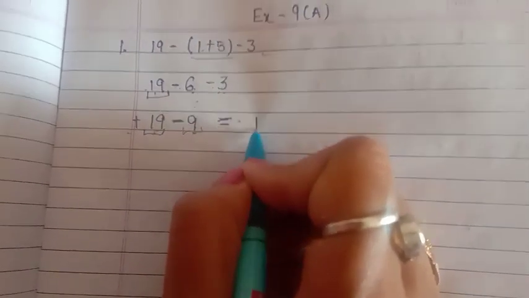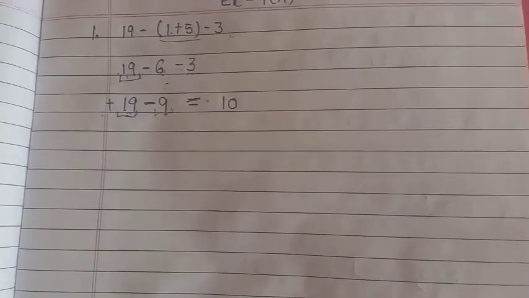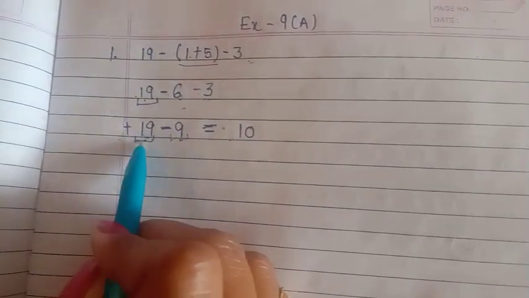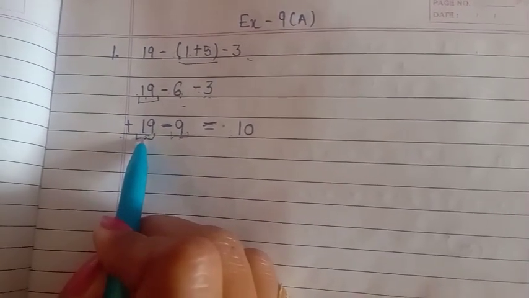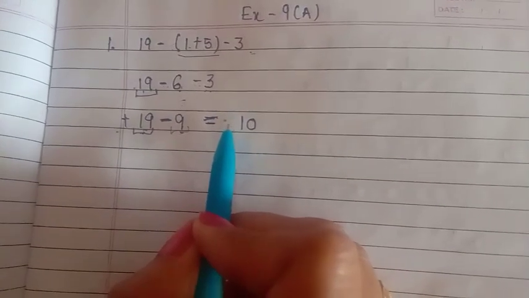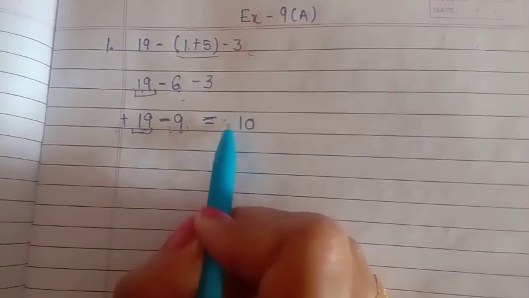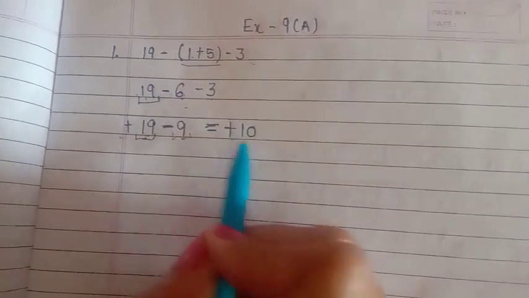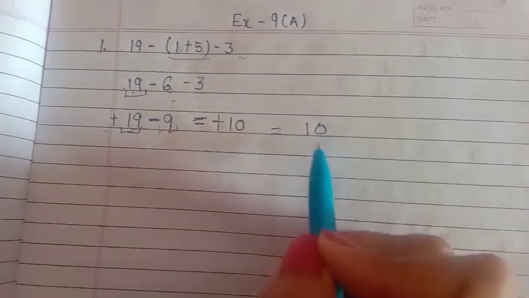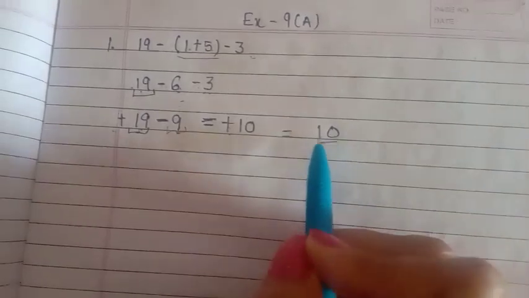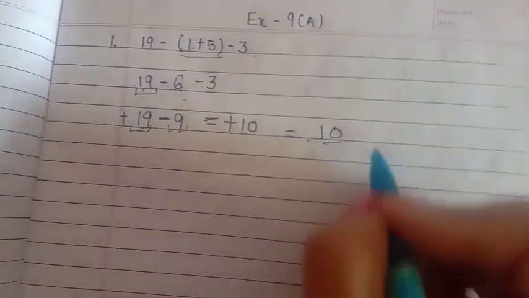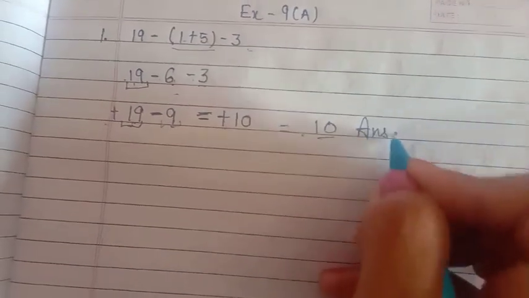The answer will be 10. So what about the sign? Whose sign will be there? The bigger team, the stronger team, who wins the match, that team will keep its sign with itself. So it is a positive number, so the sign will be positive. If we write it like 10 only, it will be sufficient. Why? Because if there is no sign, then it will be considered as a positive term. That is the required answer.